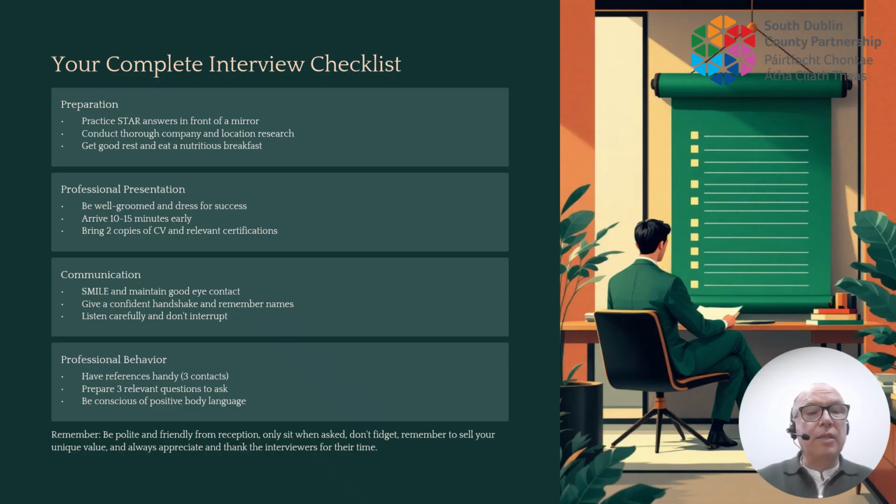But always remember, guys, be polite and friendly from the reception. Only sit when asked. Don't fidget. Remember to sell unique values and always appreciate and thank the interviewers for their time. Now, that last point is very important. I have a little rule that I think is very important. You should always be on best behavior when going to an interview within a half-mile radius of the venue or location that you're going to.